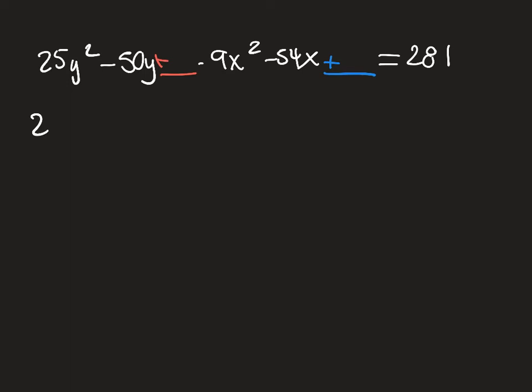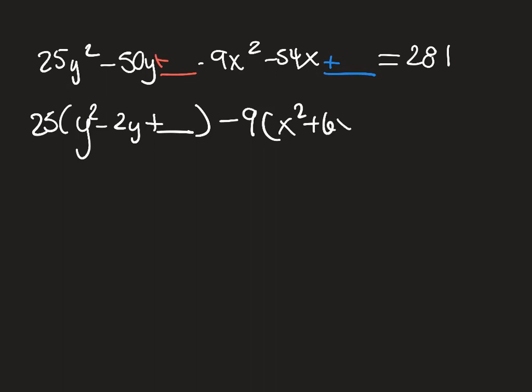So I've got to pull a 25 out. So I get 25 times y squared minus 2y plus my blank, minus 9. Now you've pulled out a negative 9, so be careful. x squared plus 6x plus blank equals this 281. So the opposite of b is going to be 2. 2 divided by 2 is 1. And then 1 squared is 1. But you really added plus 25 because you have to balance. Negative b, so negative 6 divided by 2 is 3. 3 squared is 9. You're multiplying by a negative 9, so minus 81.